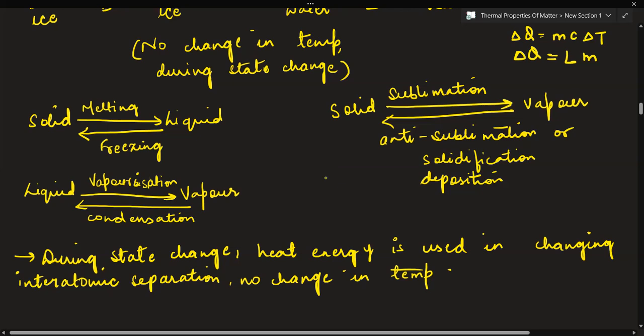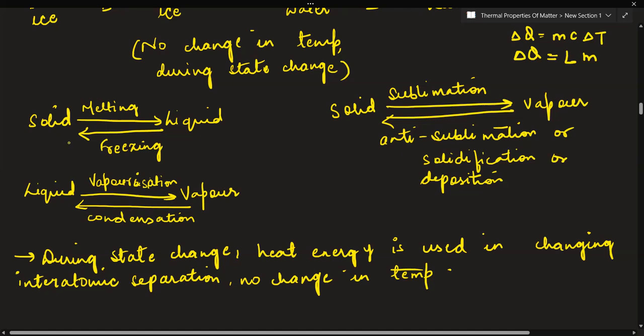See, it has different names. One can be anti-sublimation, simply the opposite of sublimation. One is solidification or deposition. These are different names for the process of conversion of vapor into solid.